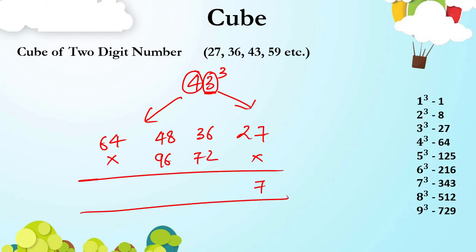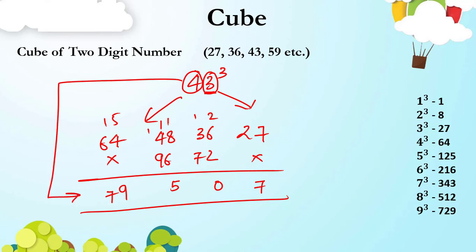Alright. So this is 7, 2 will go as a carry. This is 10, 0, 1, 11 will go as a carry. 6, 7, 15, 5, 1, 15 will go as a carry. So this will be 79507. So this is the cube of 43. So this is how you can find a cube. For finding a cube, you should know the cubes of 1 to 9. So this you should know.